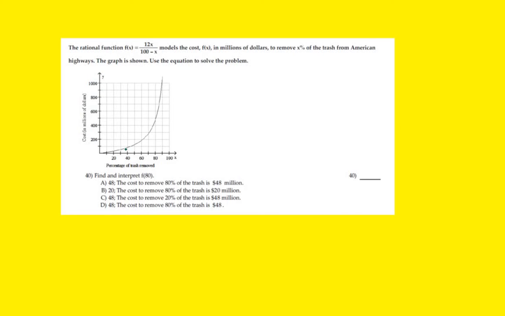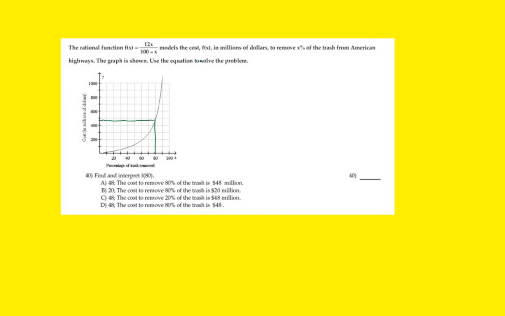The graph was shown before. Okay, if you go here to 80, because this is what they're asking, find and interpret what it means, you go here to 80, and when you touch the graph, you immediately go to the y-axis, and that number is slightly less than 500,000, or 500, which actually would be 500 million. Well, 48, no, it looks like it's 40.